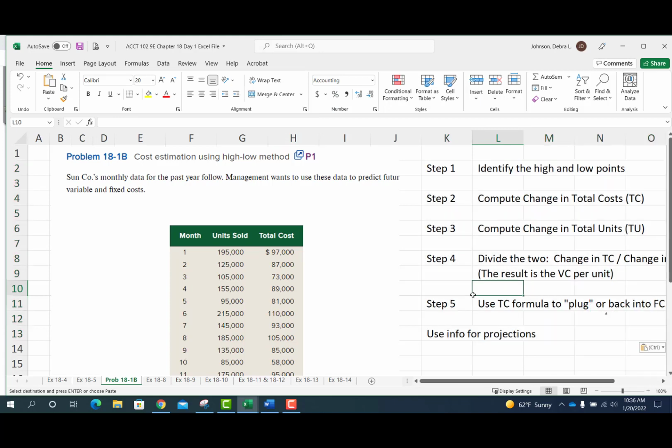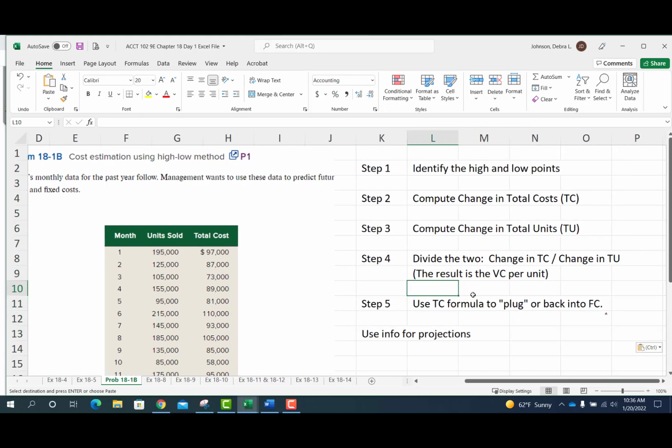Here they are. Step 1, identify the high and low points. Take your pencil or a highlighter and choose the two points that we'll do the computations on. Step 2, calculate the change in total costs. Then calculate the change in total units. Divide the two to get the variable cost per unit, and then plug for the fixed costs. Use that information that you gather to do the two predictions that the author requested. I'll pause the video and be back with the answer.